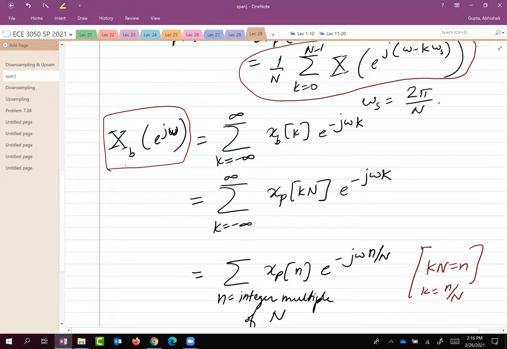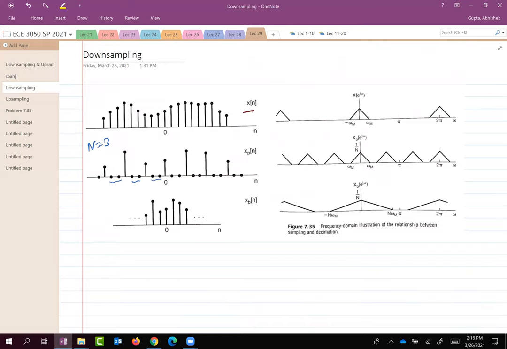Okay. And let's look at it in the figure. So this is my x of n, and this is my X(e^{jω}), which is the Fourier transform of small x, the original signal. Then I did a sampling of x of n, and I get x_p of n, and I'm just replicating this X(e^{jω}) after every interval, over the entire frequency domain. And then when I do the downsampling, this is the decimation process. So this process is decimation, this process is downsampling. So when I do the decimation, I'm just stretching the frequency axis going from X_p to X_b.